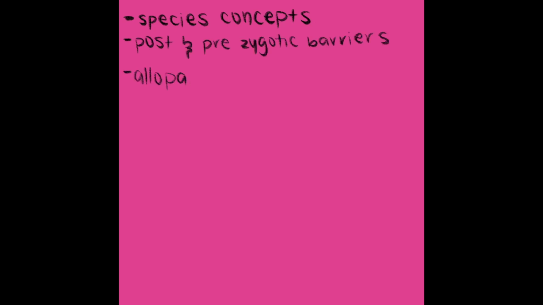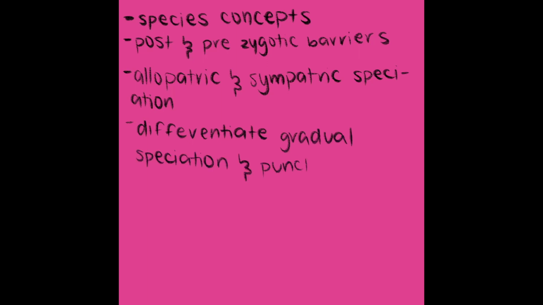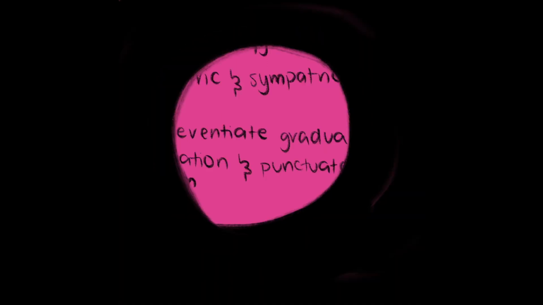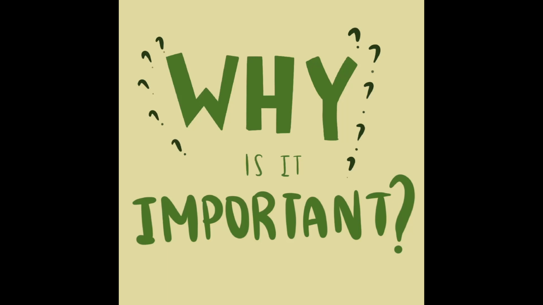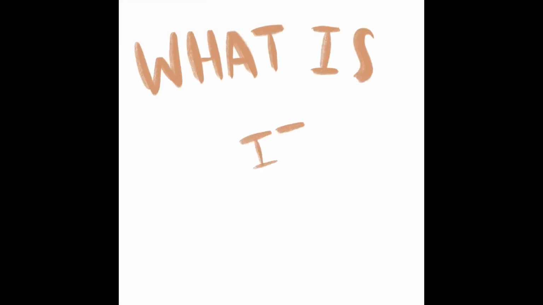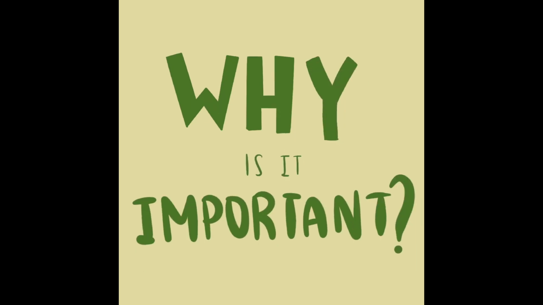In this video, we will be learning about various species concepts, pre- and post-zygotic barriers, allopatric and sympatric speciation, and differentiating gradual evolution from punctuated equilibria. A valid question you may ask is, why is this important? Why does it matter that we learn about this? And the easy answer is, evolution is the answer to how humans came to be on this planet. How did we evolve from our ancestors? How does that work? So let's dive right in.